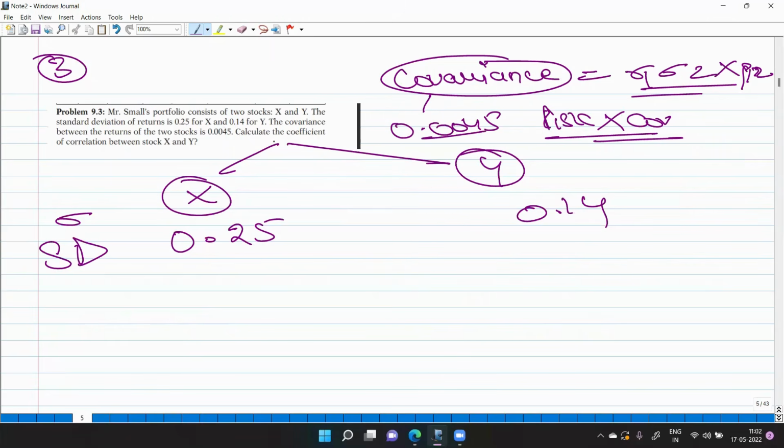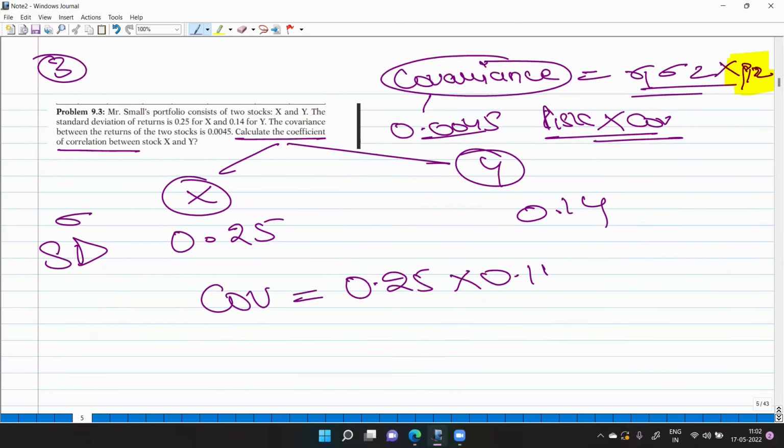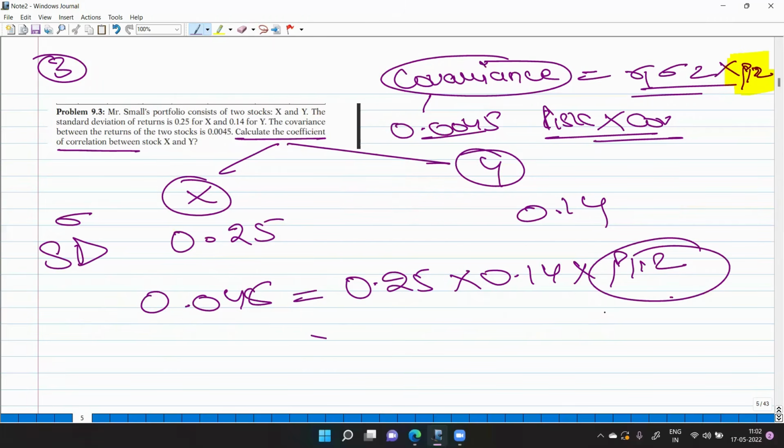0.045. What do I have to find? Calculate the coefficient of correlation. Such an easy question. I have to find this P12, that is the correlation. So I don't think there is an issue. Very easy question. 0.25. Do not expect such easy questions in the exam, please. So in place of this I can write 0.045. We can cross multiply and simply find this particular value.